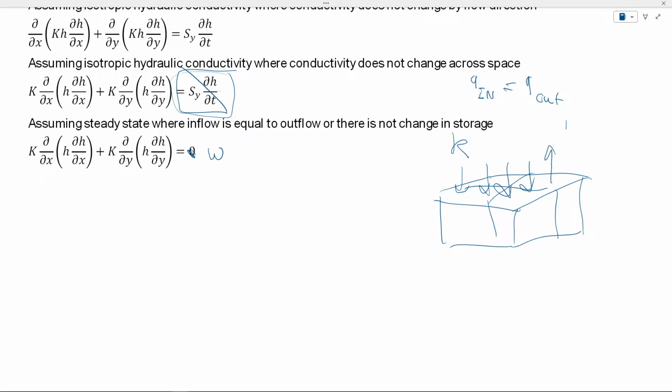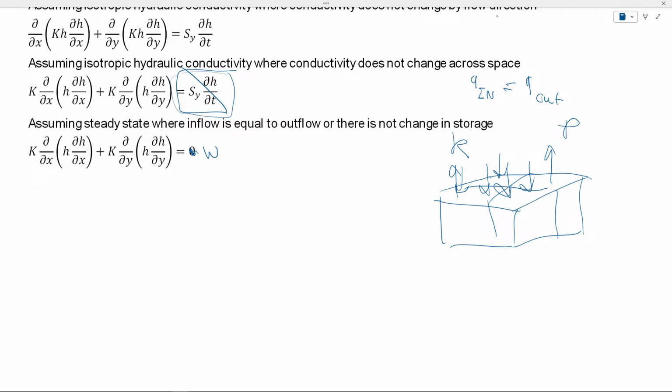I could also have pumping. This would be the source and sink term. So I could have pumping here, and pumping here. I could have recharge everywhere; that's up to me. So I can make this assumption. I will move this and put this equal to 0. Then I have this equation here.